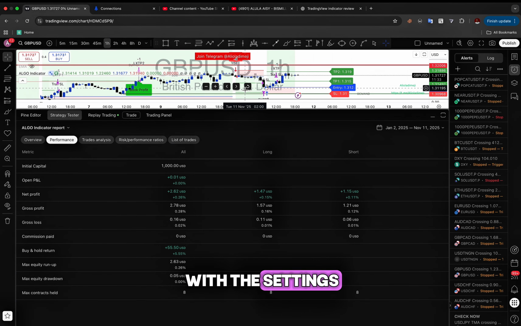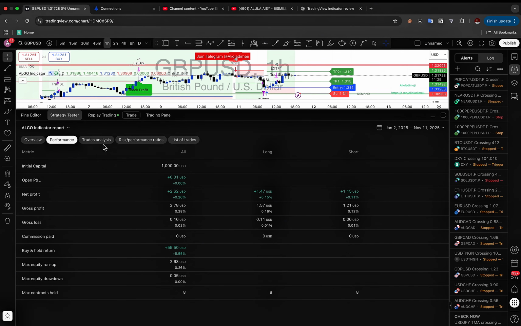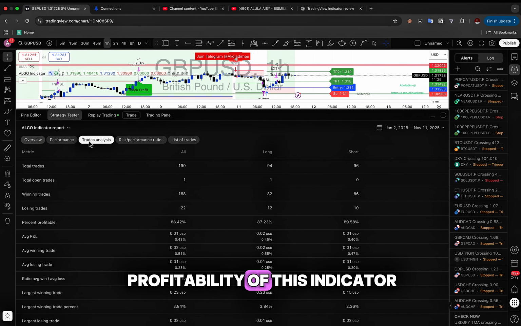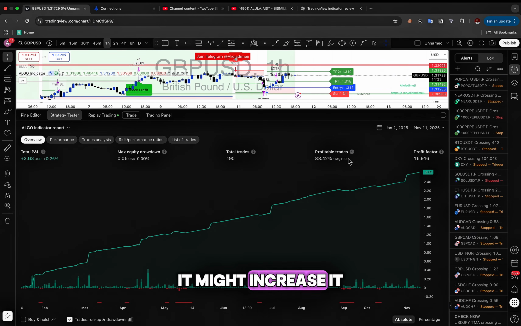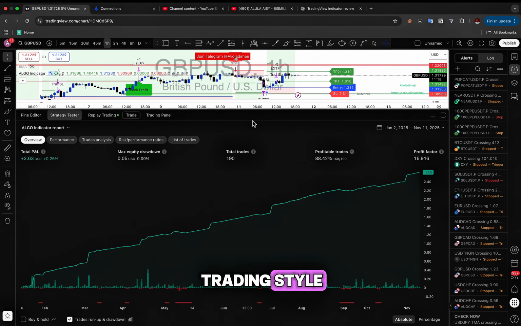You can play with the settings also. When you play with the settings, you can increase the profitability of this indicator. It might increase, it might reduce. So when you get something very perfect for your trading style, it's going to be a better thing for you.